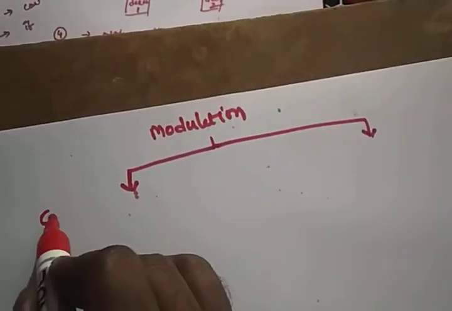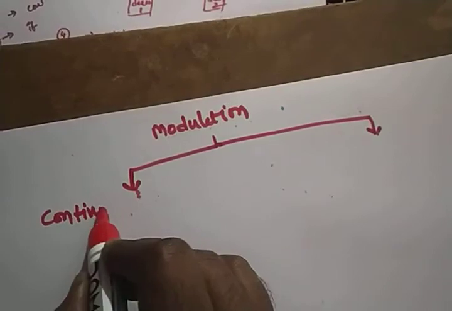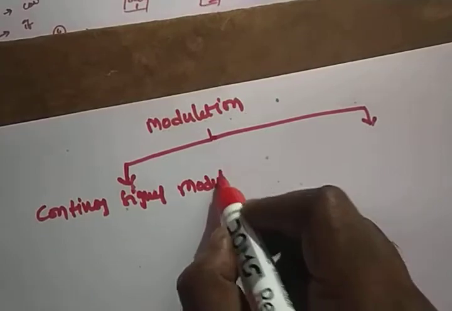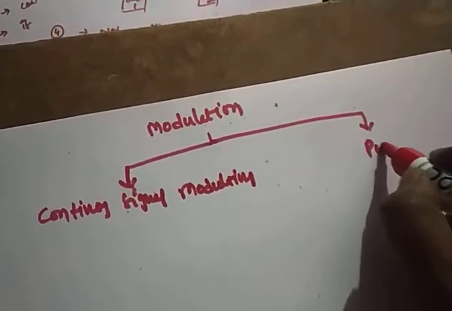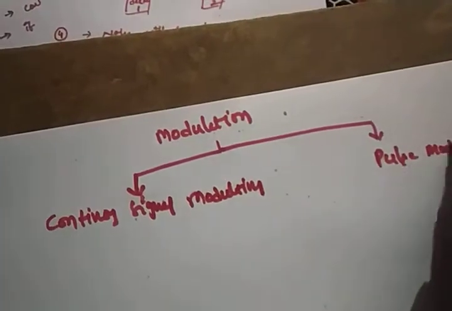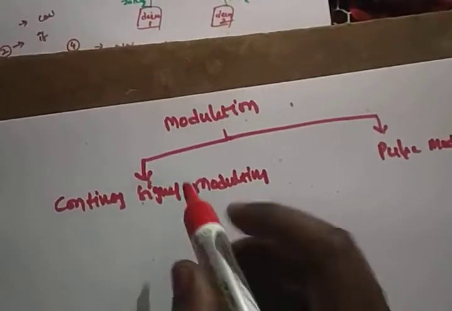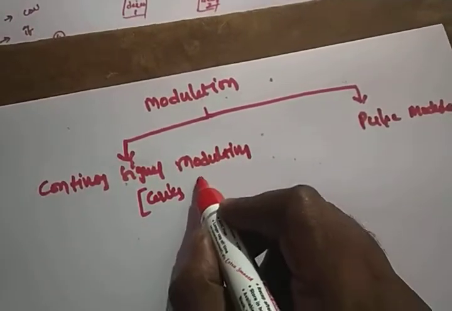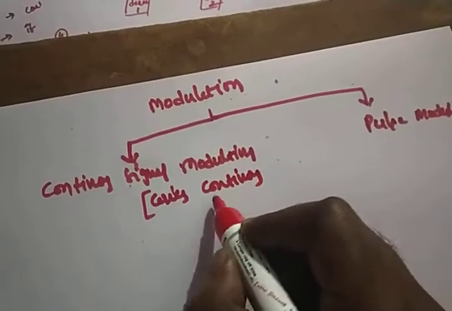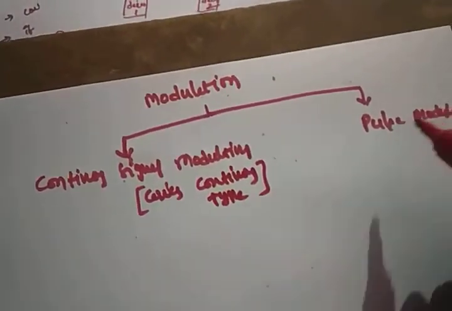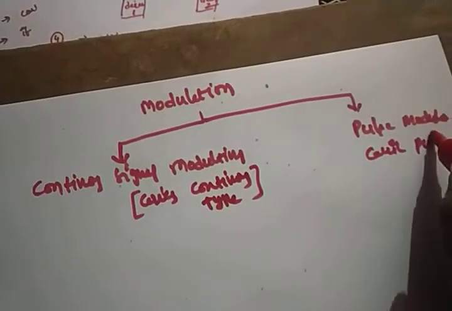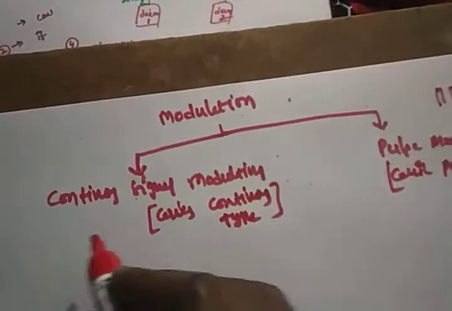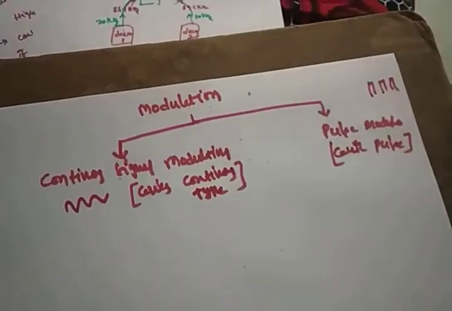The first one is continuous signal modulation, right? And the second is pulse modulation, right? Continuous signal modulation means the carrier wave which you are using, the high frequency, is in continuous mode, continuous type. Here in pulse modulation, the carrier wave which is used is of pulse type, right? Pulse means this one, continuous means sinusoidal, right?